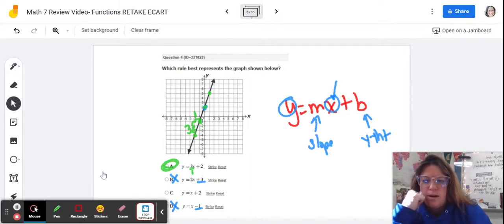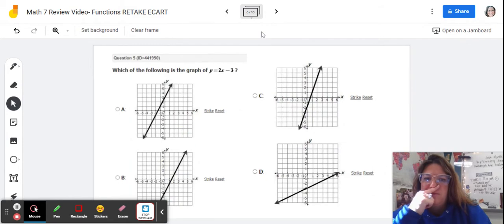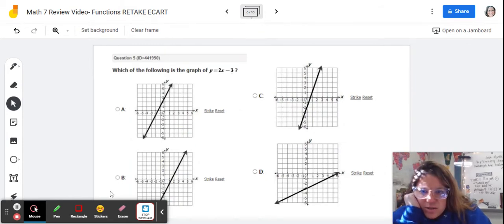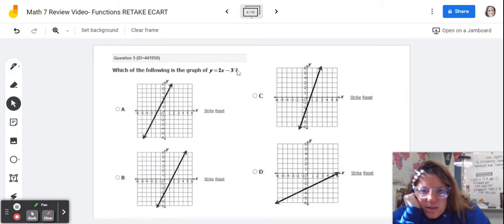All right. Question 5, which of the following is the graph of y equals 2x minus 3. So same thing, checking with y equals mx plus b. This means it crosses the y-axis at -3, which is down here. So it can't be A.